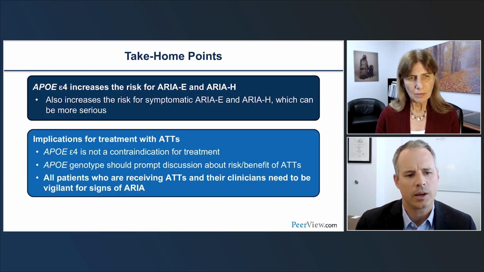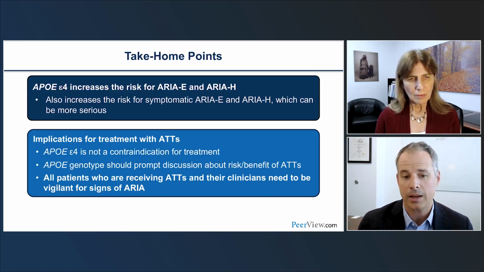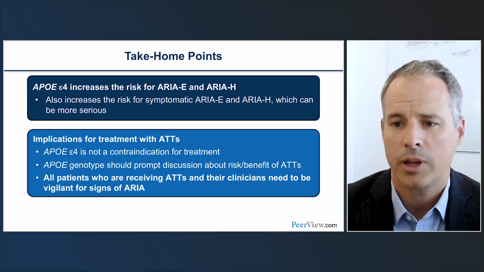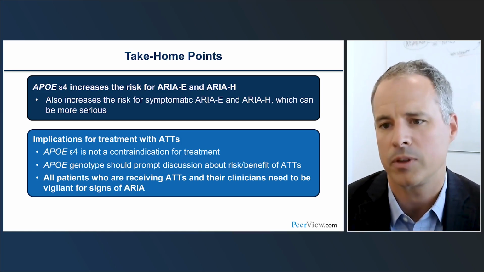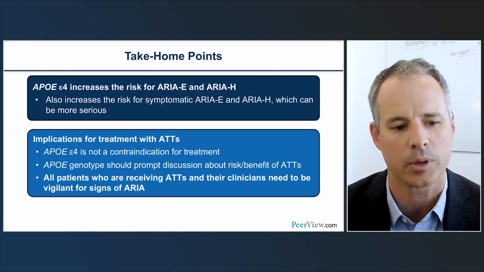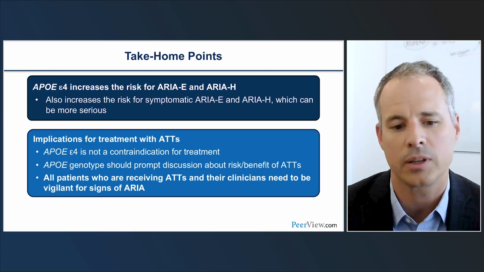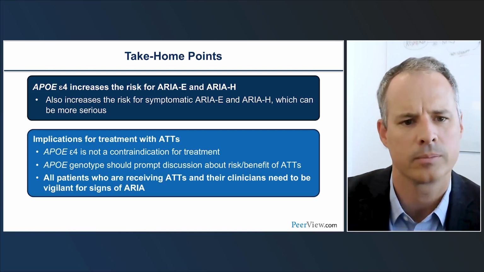So the take-home points: APOE4 increases your risk for ARIA, both ARIA-E and ARIA-H. It increases the risk for symptomatic ARIA-E and ARIA-H, which is more serious, but also still quite rare, occurring in a vast minority of patients. The implications for treatment with ATTs: APOE4 carriers are not contraindicated from treatment. The APOE4 genotype should prompt discussion about risks and benefits. And in fact, it's difficult to have a full risk-benefit discussion and have real shared decision-making without APOE4 genotyping information. And patients, regardless of their APOE status, if they are getting these drugs, need to be vigilant for signs and symptoms that might indicate ARIA.